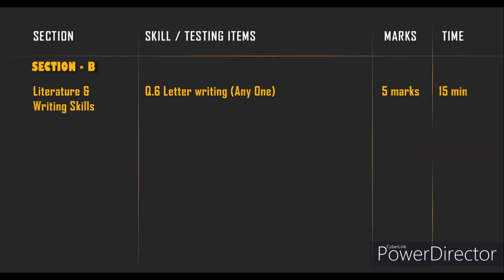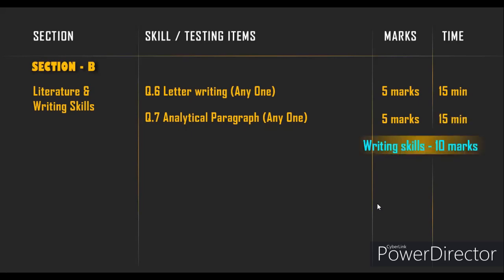The same applies for question number 7, and that is going to be for an analytical paragraph. Once again, the analytical paragraph is going to be any one out of the 2 options given to you. Once again, even the analytical paragraph is going to be of 5 marks and for 15 minutes. So both the questions, that is question number 6 and 7, both the writing skills are going to be for 5 marks each, and you can give not more than 15 minutes.